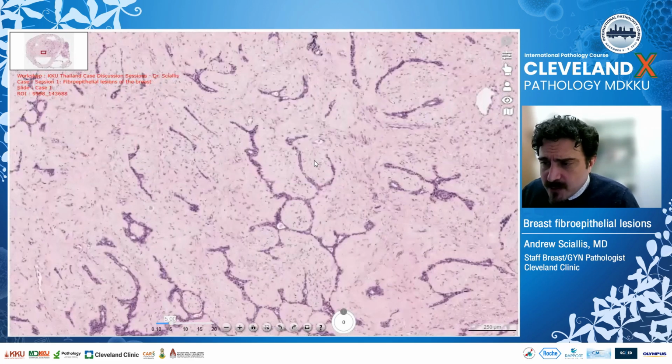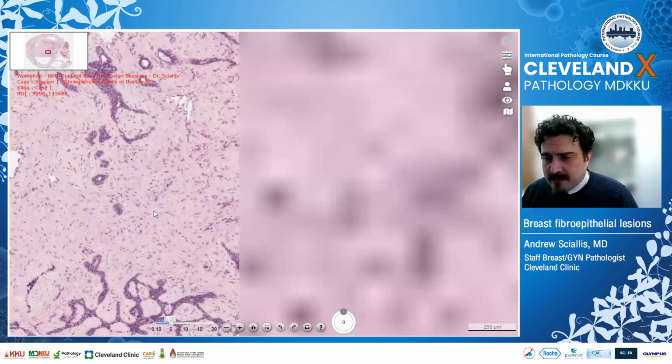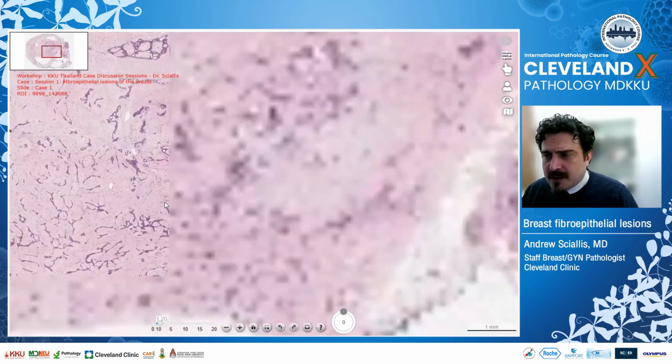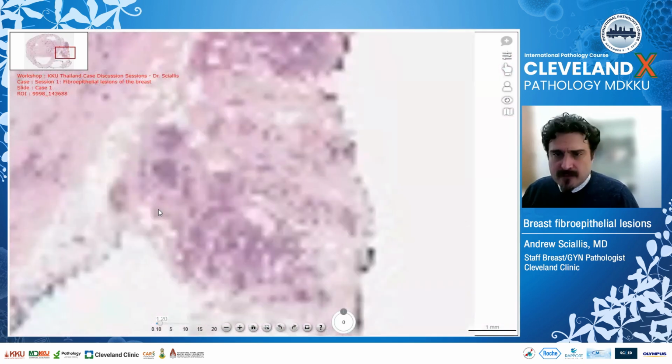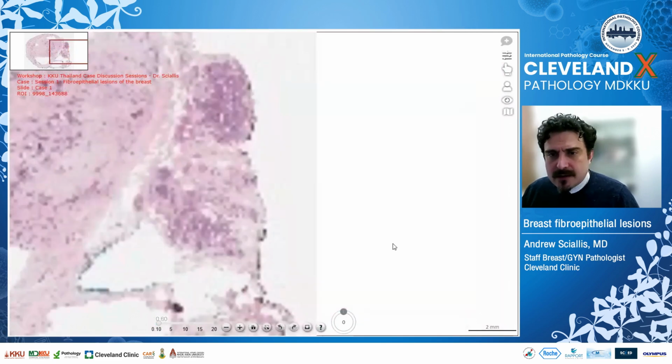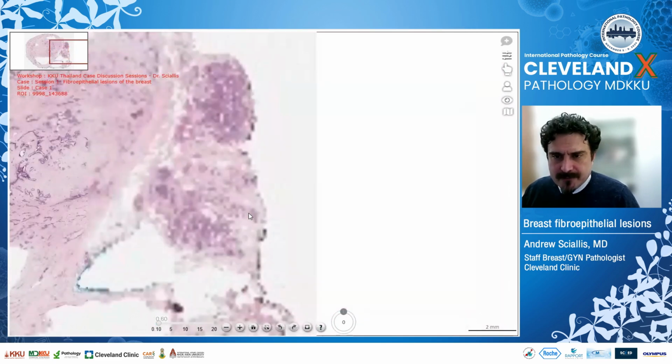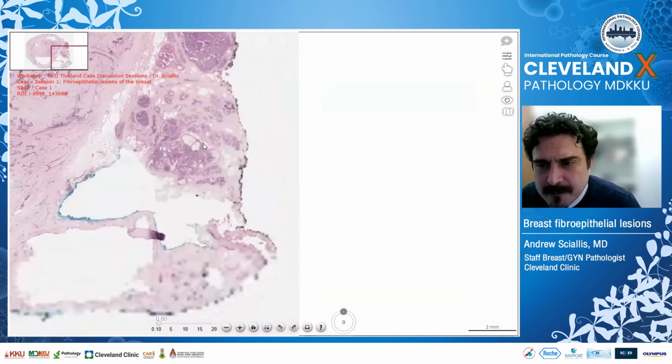So the issue with this case is it looks to me like a fibroadenoma. And then we have this spot over here. Oops, a daisy. There we go. It's about as fast as my brain is, which is not that fast.